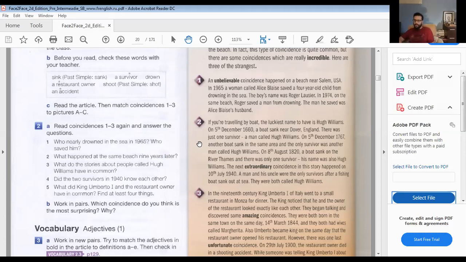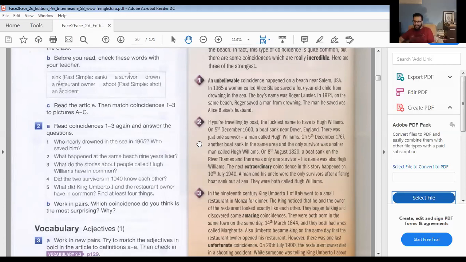There was just one survivor, a man called Hugh Williams. On the 5th of December 1767, another boat sank in the same area, and the only survivor was another man called Hugh Williams. On the 8th of August 1820, a boat sank on the River Thames, and there was only one survivor. His name was also Hugh Williams.